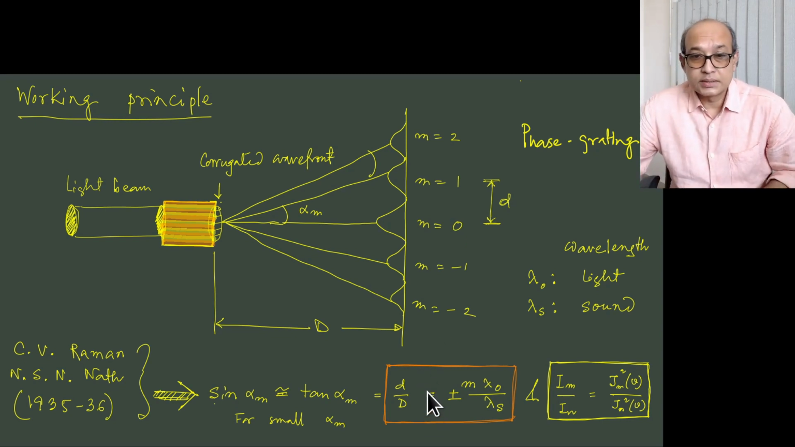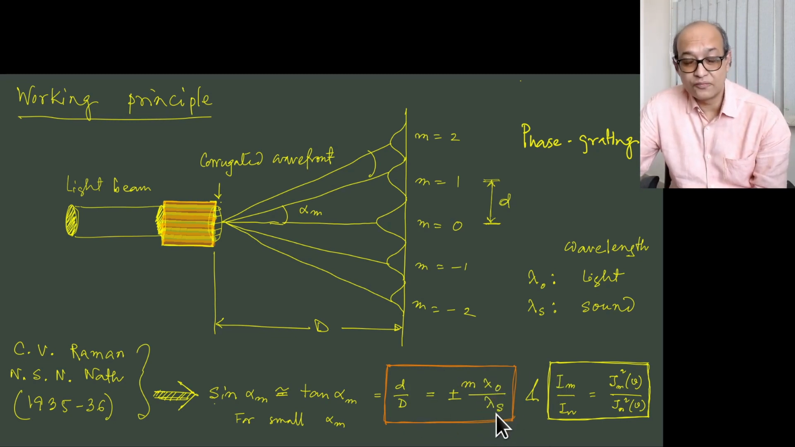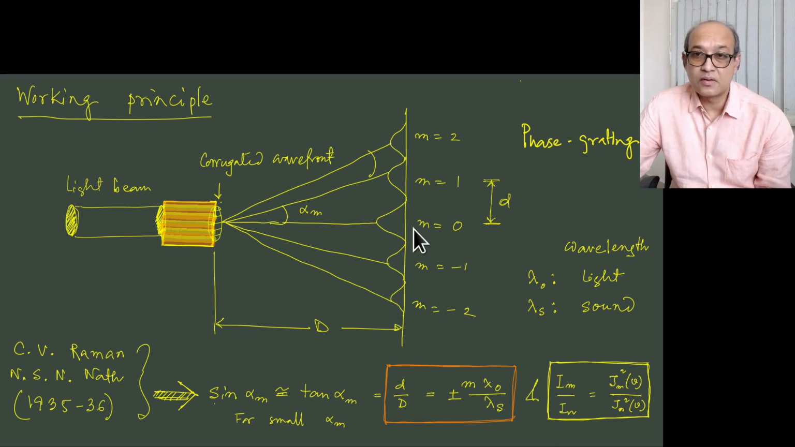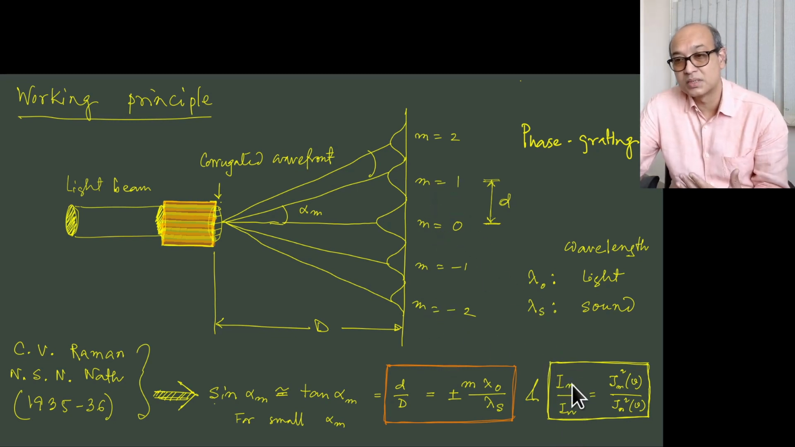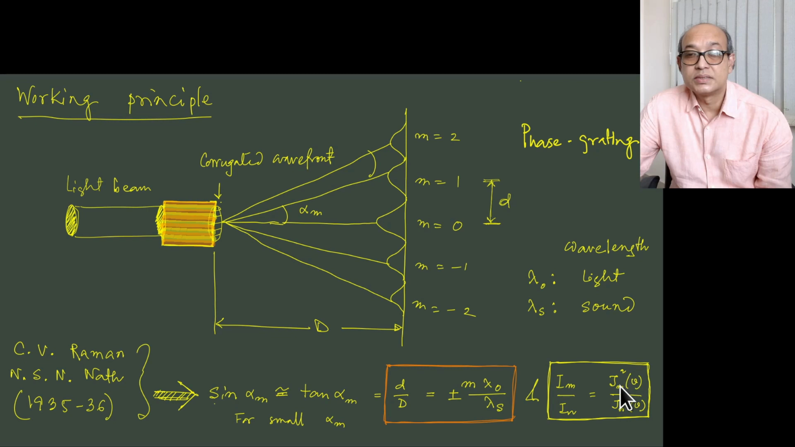Now, this is an important relation, and it helps us find out lambda naught if we know lambda s, and vice versa. Now, Raman and Nath, they also gave us the ratio of the intensity of different maxima. They found that Im by In, where m and n are the numbers of the maxima, mth maxima divided by the intensity of nth maxima, would be given by Jm square V by Jn square V, where J is the Bessel function and Jm is the Bessel function of mth order and Jn is the Bessel function of nth order.